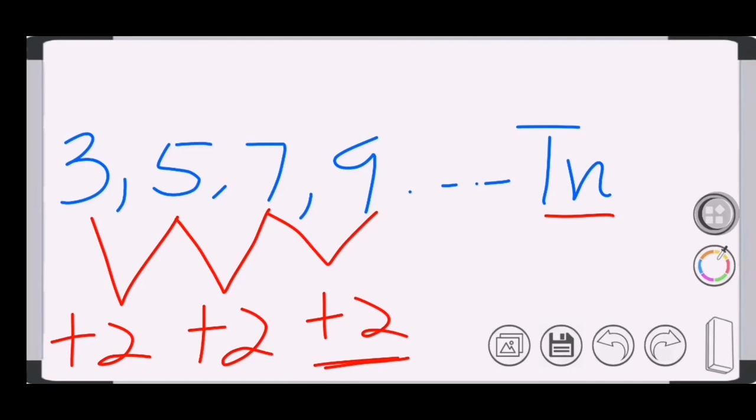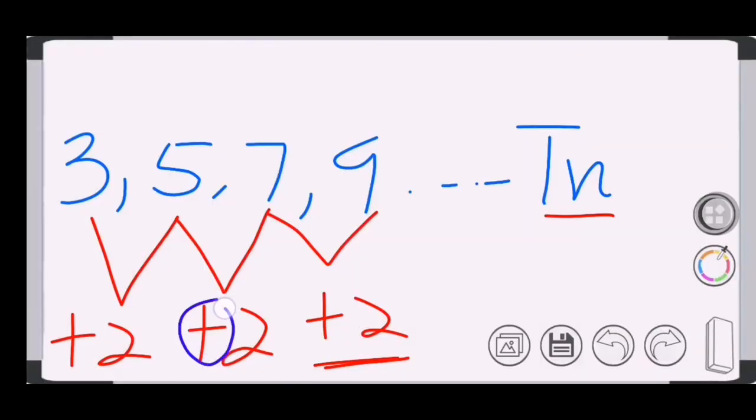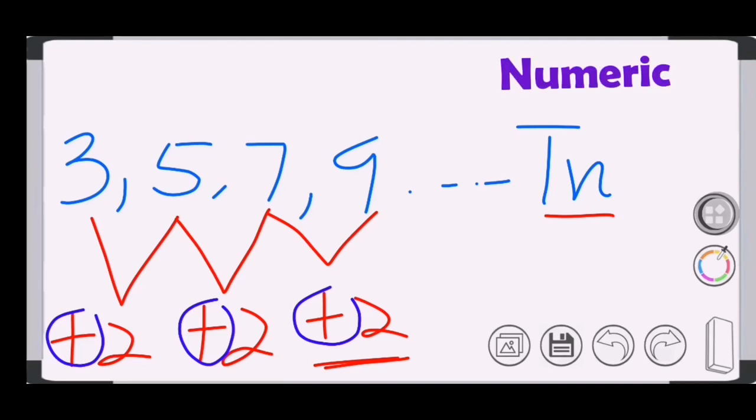So now, is it a numeric or a geometric sequence? Considering that we add before we get our next term, is it a numeric sequence or a geometric sequence? The answer is very simple. It is a numeric sequence because the next terms are obtained by addition. Remember, we said numeric, we obtain them by addition or subtraction. Got it? Great.